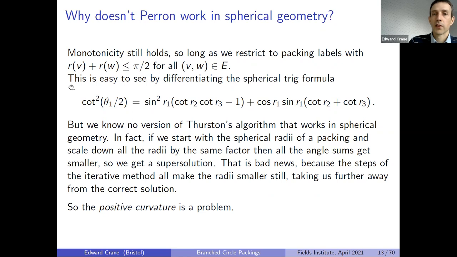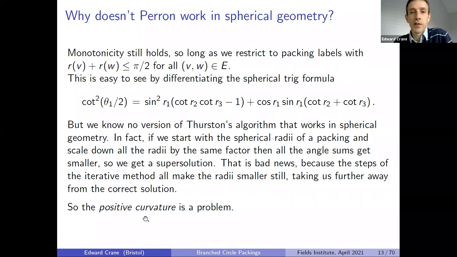The monotonicity still holds in a local sense. So this is the formula that tells you the angle theta one subtended when I have a spherical geodesic triangle with radii R1, R2, and R3. You can just differentiate and check that as long as the sum of any two of the radii is at most pi over two, then you still have that monotonicity. But that's not enough on its own to make the upper Perron method or the lower Perron method work. So one problem is you can't start with all the radii being infinity. That's not an allowed radius in spherical geometry. So a disk of radius greater than pi is just the whole of the sphere. So that's never going to work when you're packing it with other things.